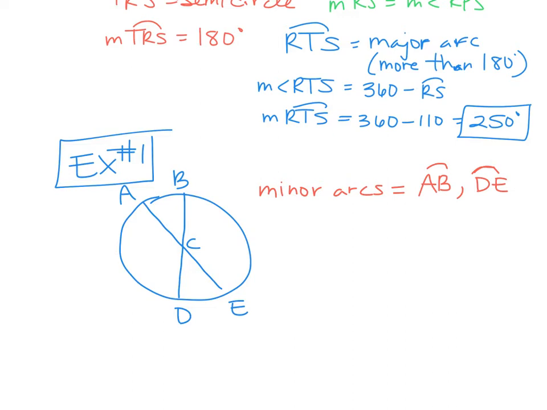Do you see one, Hope? So he said AB is a minor arc. He said DE is a minor arc. Is there another arc that's less than 180? AD would be one. And then BE. Okay, so each one of those individually are minor arcs. Okay? How about semicircles?